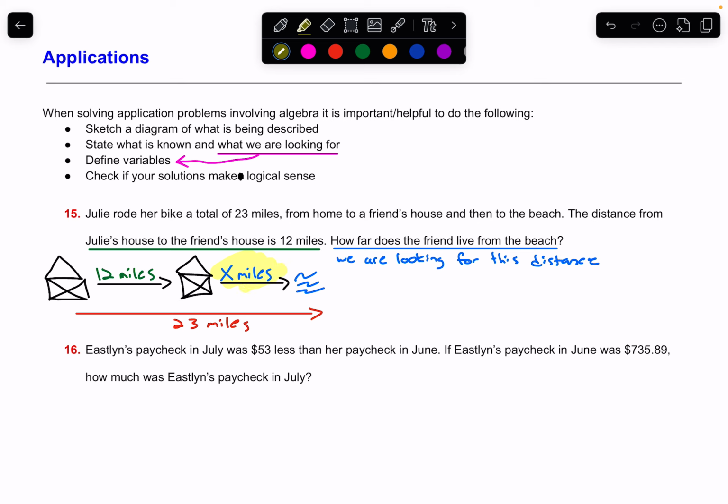So now we're going to set up an equation that represents this situation. Whenever you have a total, that's going to mean to add up the individual parts.